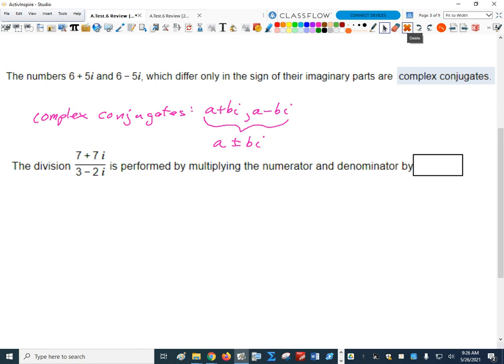Okay, and they're important because when we're dividing complex numbers like this, we have to multiply the numerator and the denominator by what?